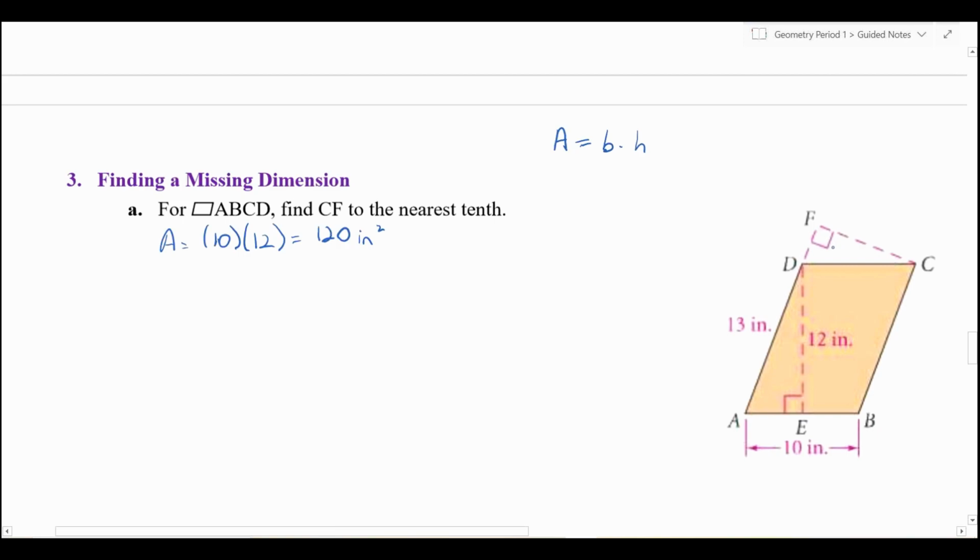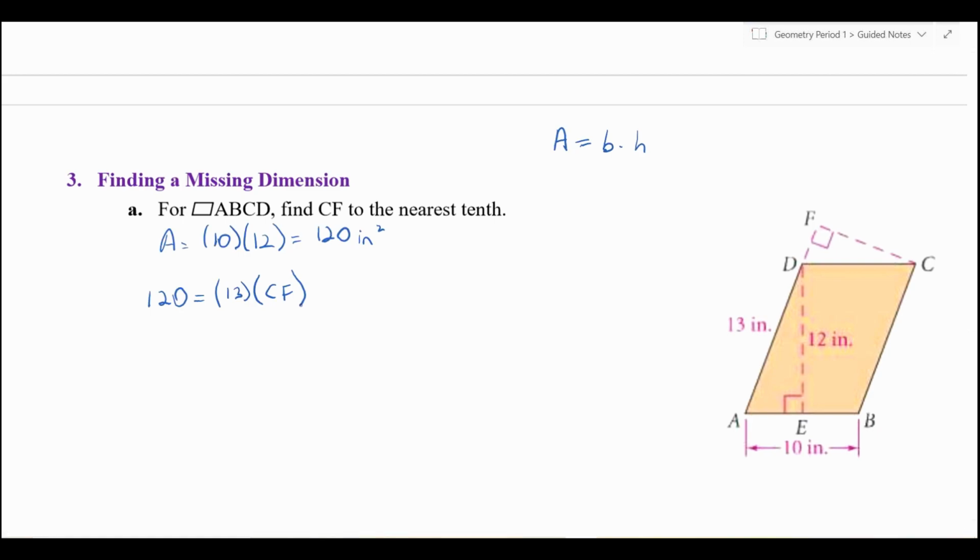So let's actually take a look. Since I already know what the area is, we calculated it earlier, we can say that 120 equals my base. I'm going to be using AD as my base in this case, which is 13, times my height, which in reference to AD is CF, which is what I need, CF. And now we can find out what CF is.